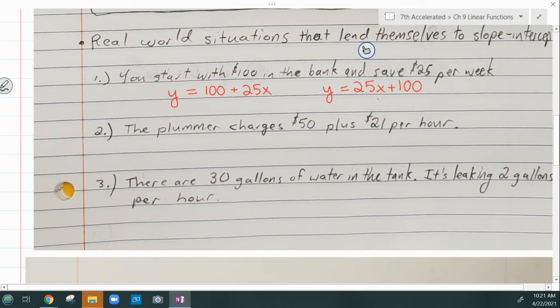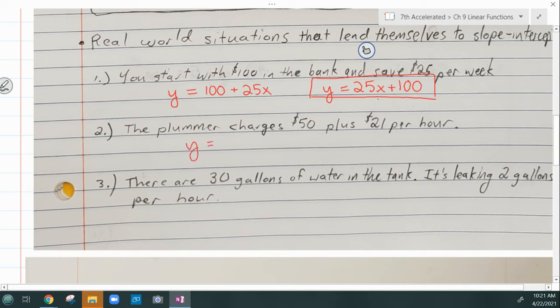So this is slope-intercept form, and you'll see that a lot of these types of problems have a starting amount and then it's increasing by a certain amount per something. All right. So here we have another example. The plumber charges $50 plus $21 per hour. So the total charge for the plumber would be Y.